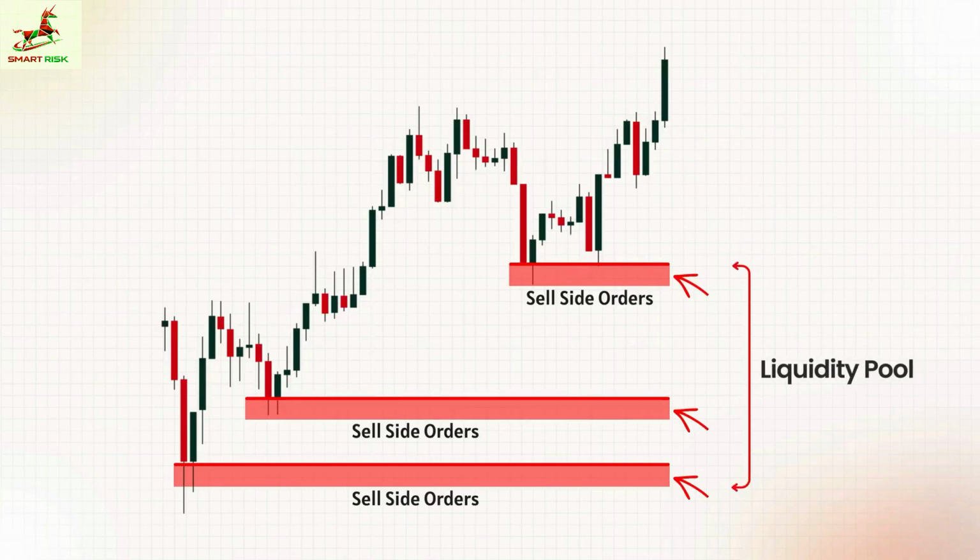Operators also prefer to move the market in the direction where a liquidity pool exists on the chart, because that's where they get the opportunity to execute a massive number of orders all at once. Now let's also understand how this concept works practically.